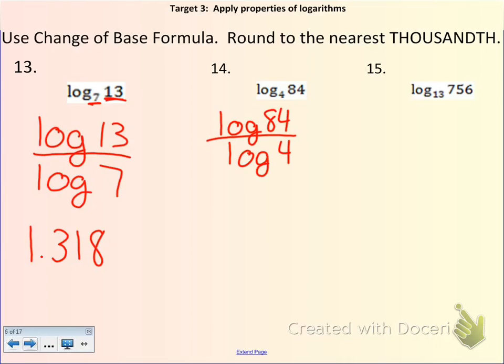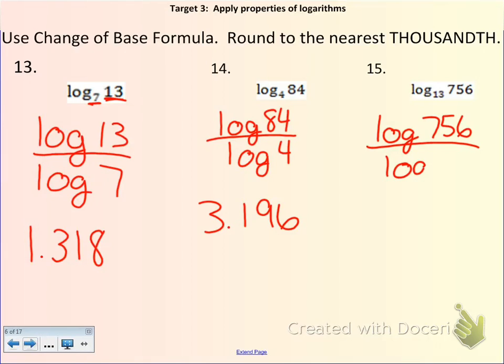And again, we do this so we can plug these into our calculators. It makes it a nice, easy base 10 that our calculators can handle. So log of 84 divided by the log of 4, and then again, rounding to 3 decimal places gives us an answer of 3.196. And the last one is log of 756 divided by the log of 13, which gives us an answer of 2.584.